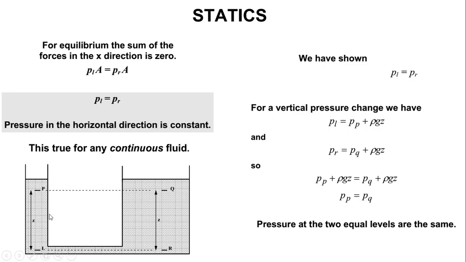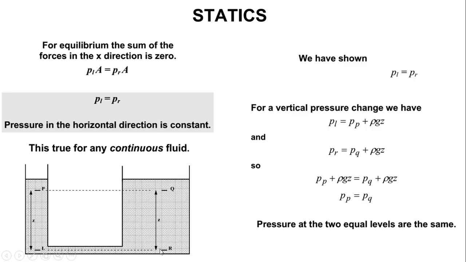If we change density in this direction, let's say we've got mercury here and water here, pressure at P and pressure at Q won't be the same. Similarly with L and R, if we've got different fluids, the pressure won't be the same.